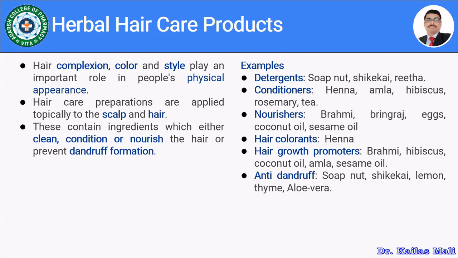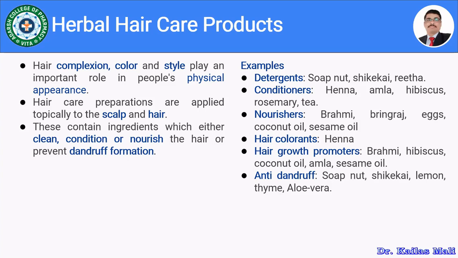The examples of the herbal materials which are going to be used as a nourisher, for example, Brahmi, then the Bringaraj, then the eggs, coconut oil, and the sesame oil. Then the hair colorants, henna, it is one of the good herbal sources to color the hairs, then the hair growth promoters, for example, Brahmi, hibiscus, coconut oil, amla, and sesame oil.